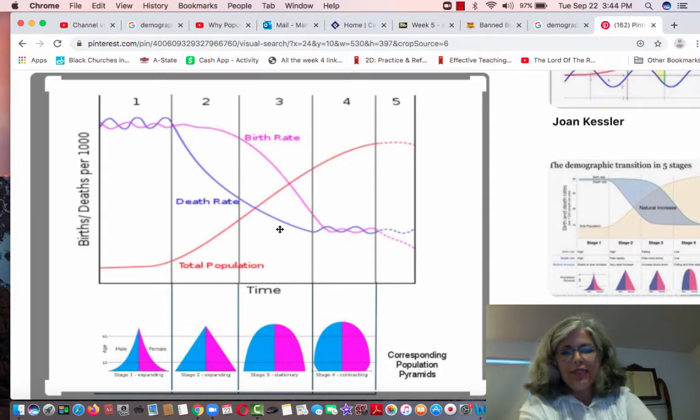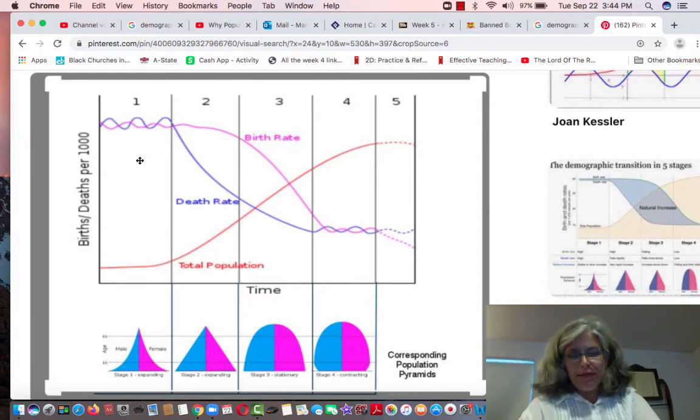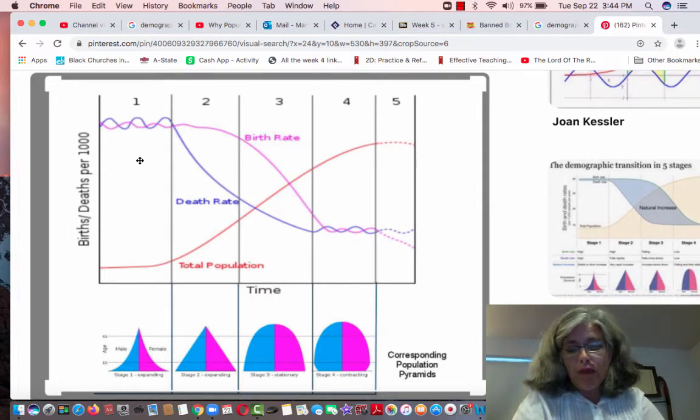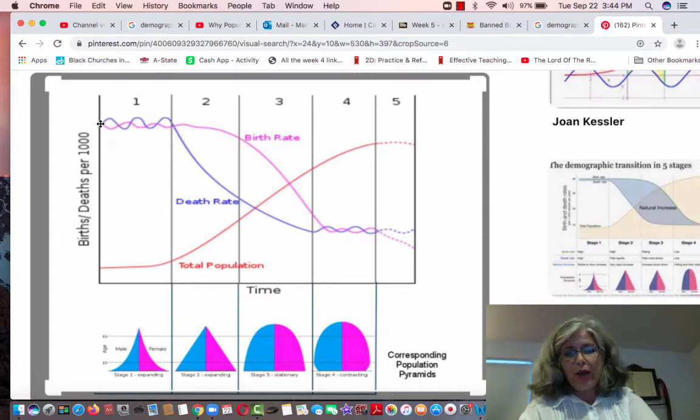Okay, so stage one. Stage one is for the majority of human history, honestly. For the majority of human history, you had really high crude birth rates, but you also had really high crude death rates. So the population of the world overall, the population of countries, was really low. You see this line that represents total population is very low in stage one, and up here you see the birth rate and the death rate fluctuating back and forth.